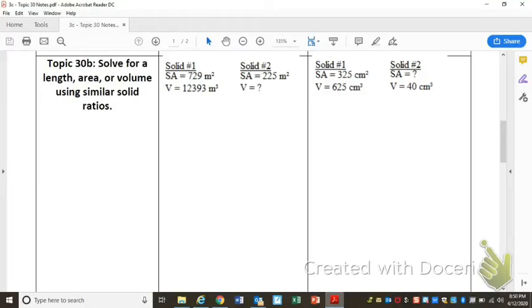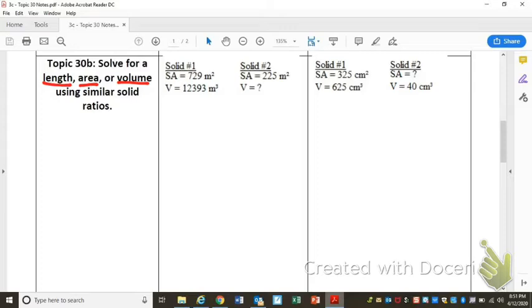Right, welcome to video 2 of 3 for ratios in similar solids. So before, we set up a chart to help us jump between the ratios for linear, area, and volume. Now we're going to use that chart to help us solve for a length, an area, or a volume.